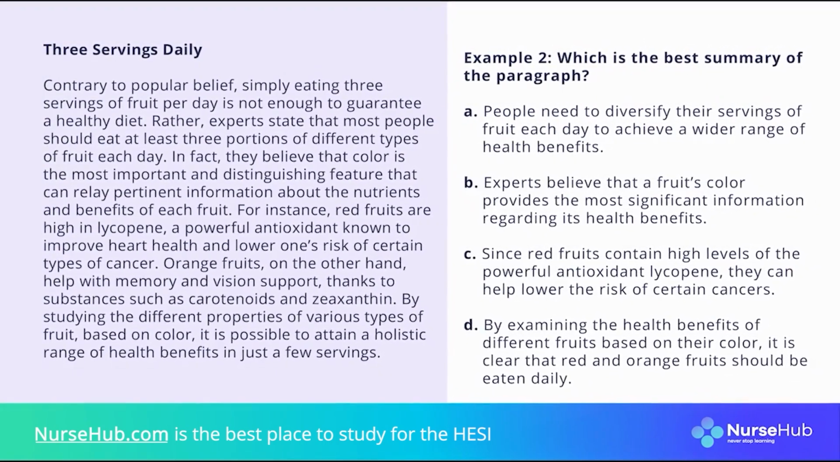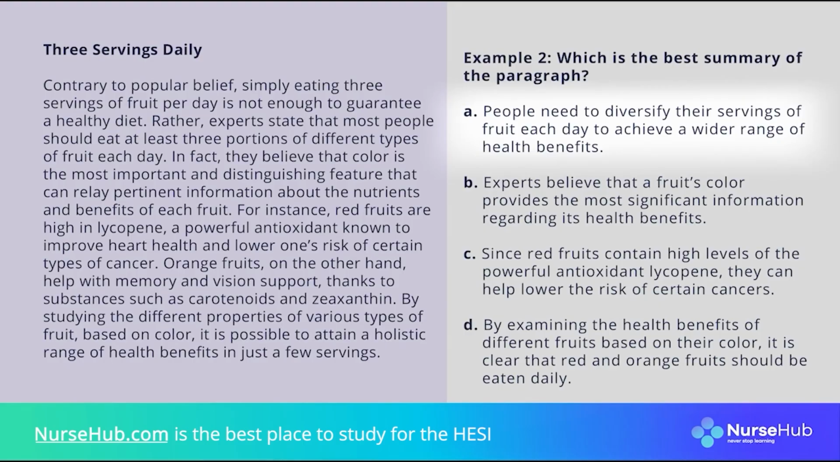Now we're going to look at these answer choices and we're going to decide which one is the best summary of the paragraph as a whole. A reads, people need to diversify their servings of fruit each day to achieve a wider range of health benefits. B reads, experts believe that a fruit's color provides the most significant information regarding its health benefits. C reads, since red fruits contain high levels of the powerful antioxidant lycopene, they can help lower the risk of certain cancers. D reads, by examining the health benefits of different fruits based on their color, it's clear that red and orange fruits should be eaten daily.